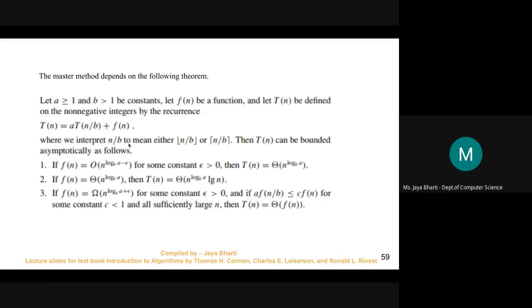Okay, so it is also the case that the n by b value could be a float value. That's why we need to always use the integer value to get the appropriate result. So we are going to use either the floor function or the ceiling function to get the integer value. Okay, and then T of n can be bounded asymptotically as follows.